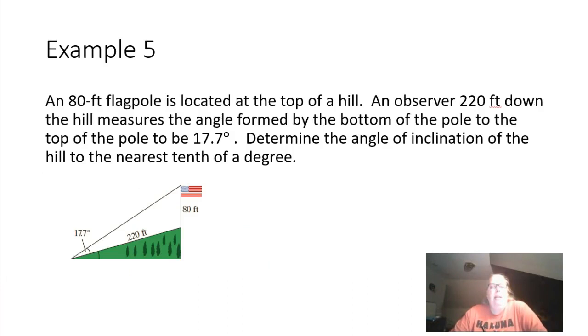Example 5, an 80-foot flagpole is located at the top of a hill. An observer 220 feet down the hill measures the angle formed by the bottom of the pole to the top of the pole to be 17.7 degrees. Determine the angle of inclination of the hill to the nearest tenth of a degree.